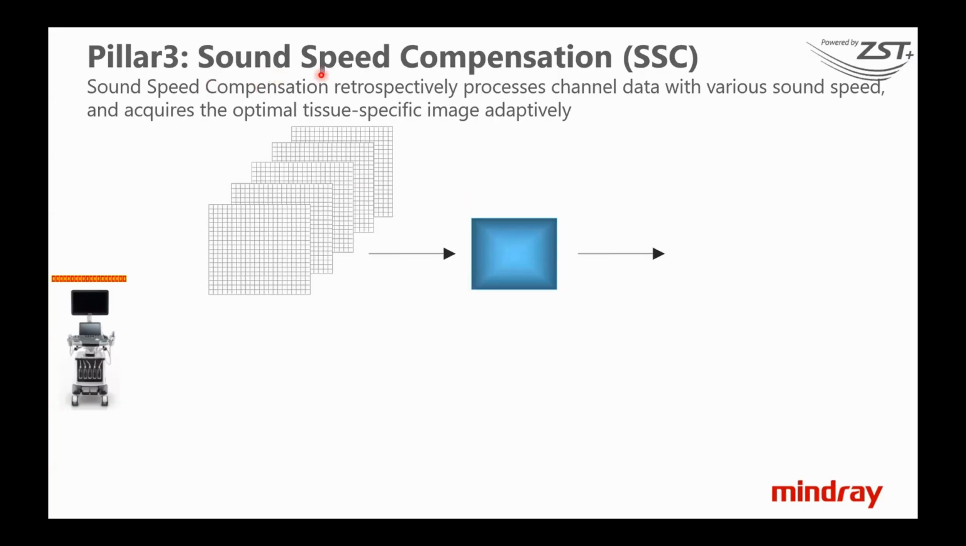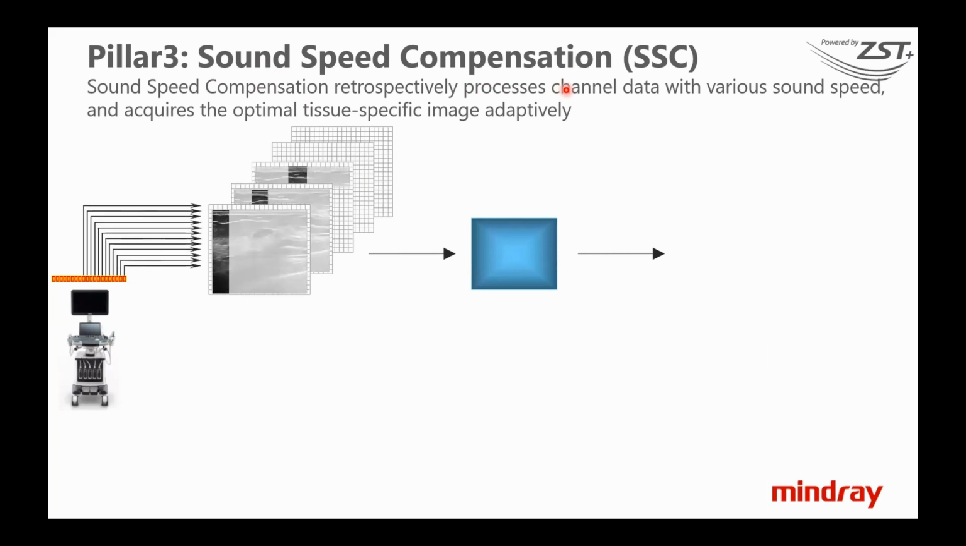Next one is sound speed compensation. What does it mean? The sound passes through patients or humans at one speed. The speed measured to be correct is 1540. Here is sound speed compensation. It can be compensated, so we can use it in different types of images and different types of organs.